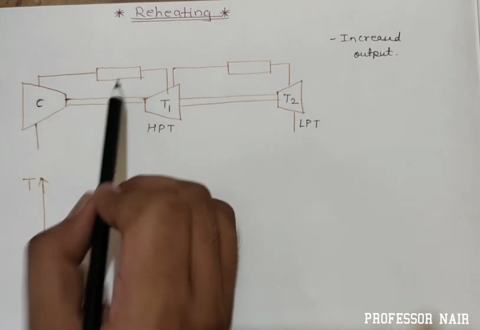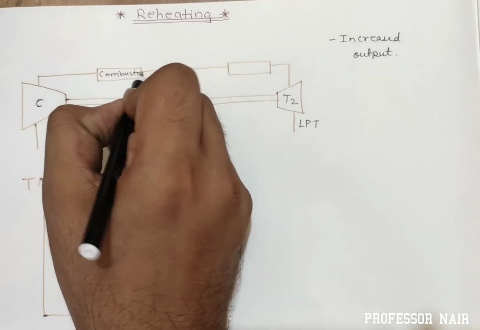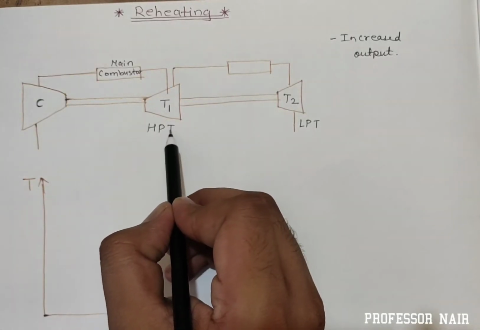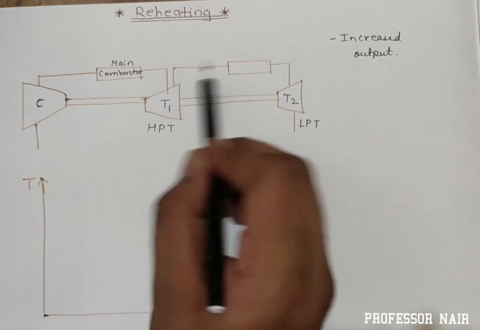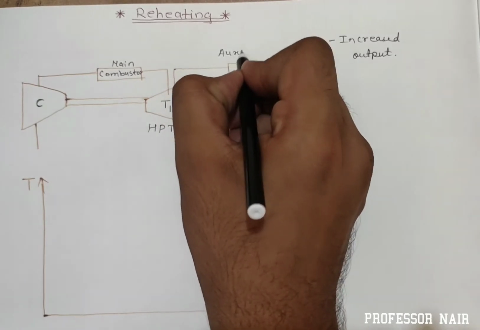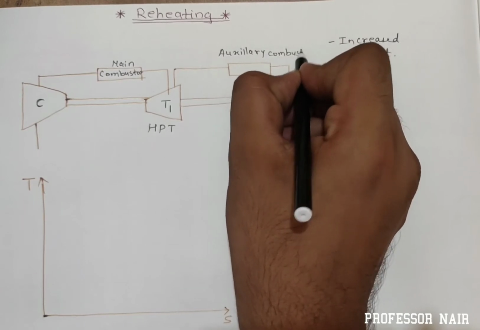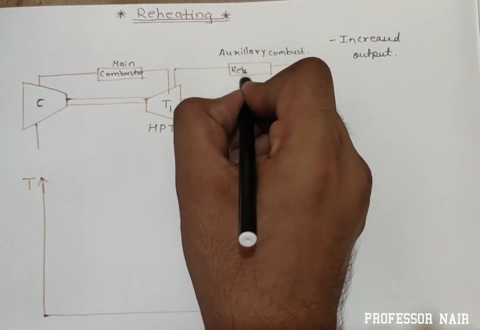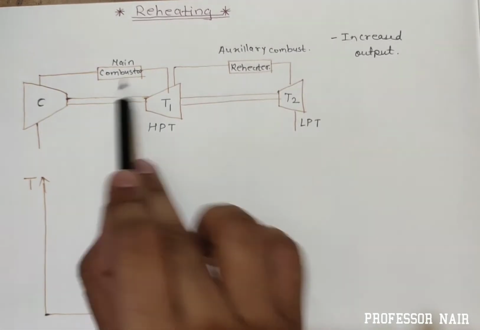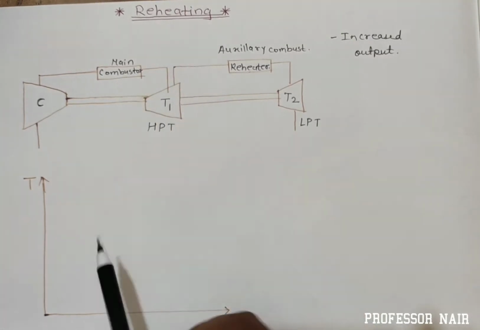So this compressor is connected to the combustor. This combustor would be your main combustor, and it is connected to the high pressure turbine. This high pressure turbine is again connected to the second combustor, which I will name the auxiliary combustor, or reheater. This means there are two combustion processes; two combustion processes will take place in reheating.